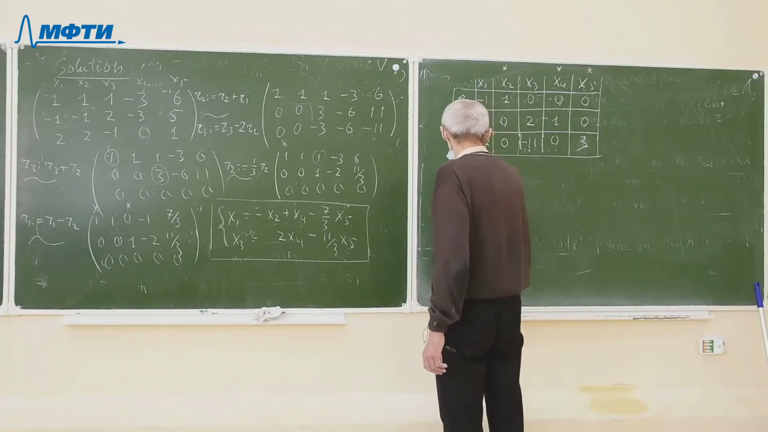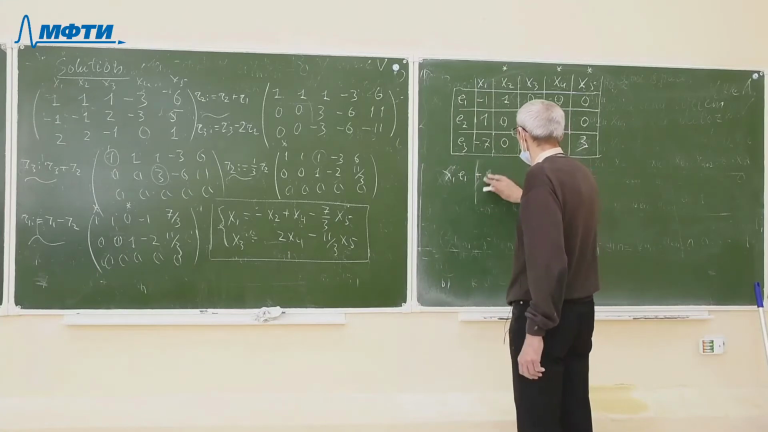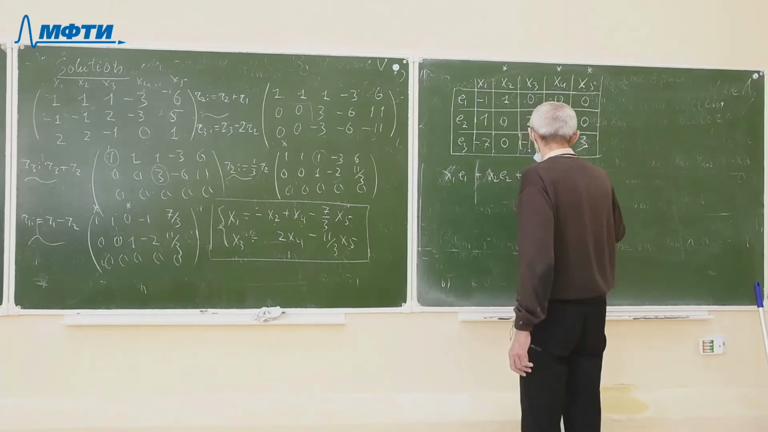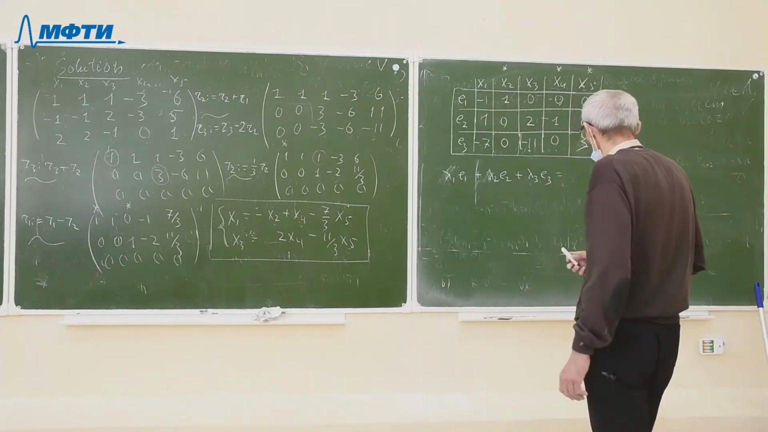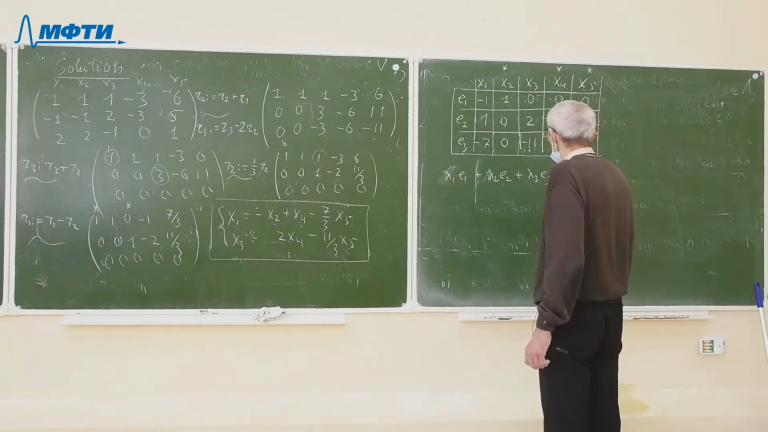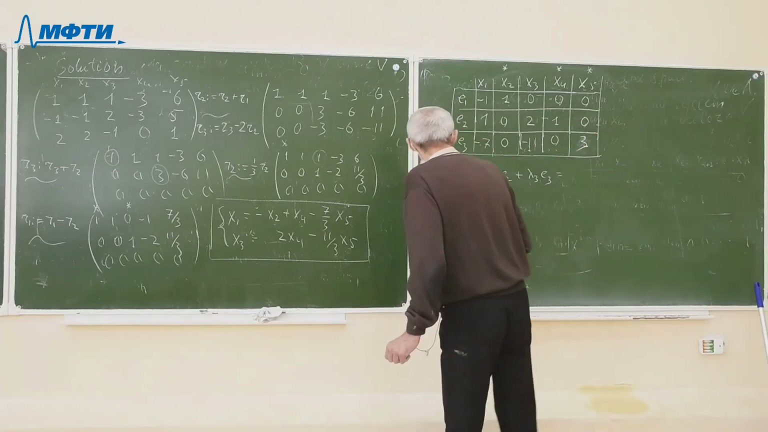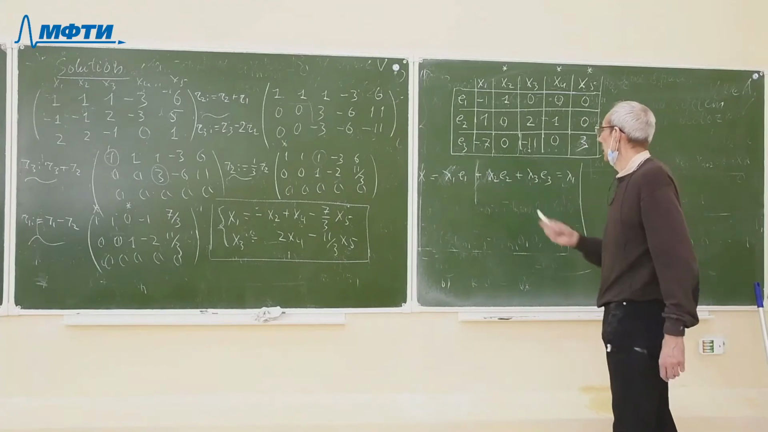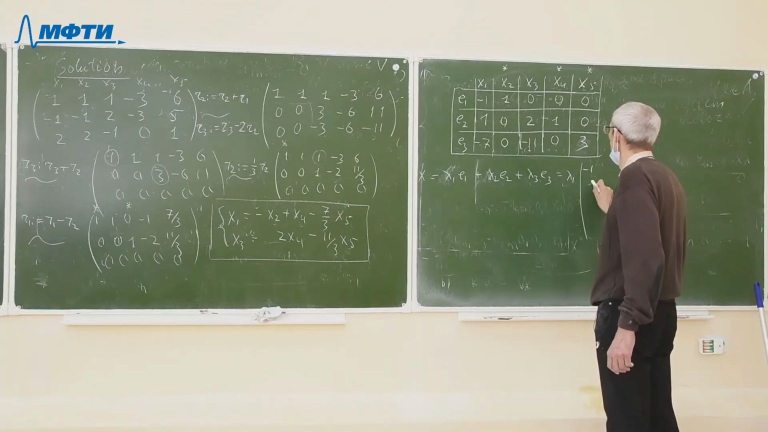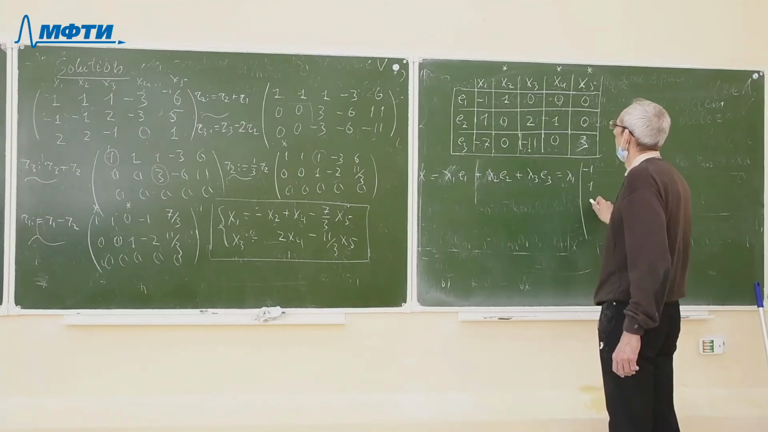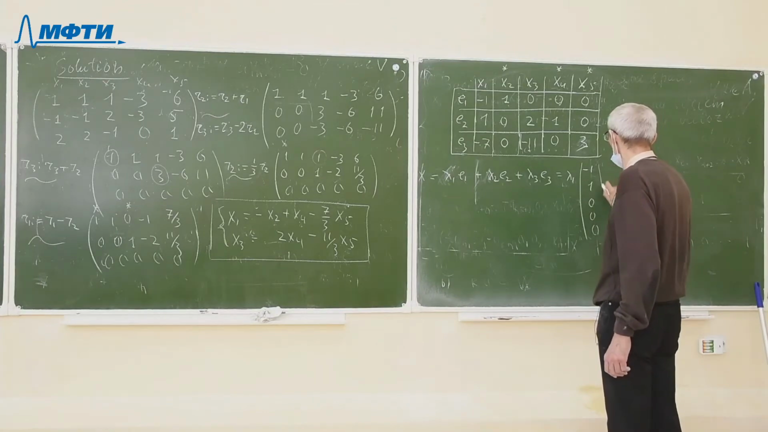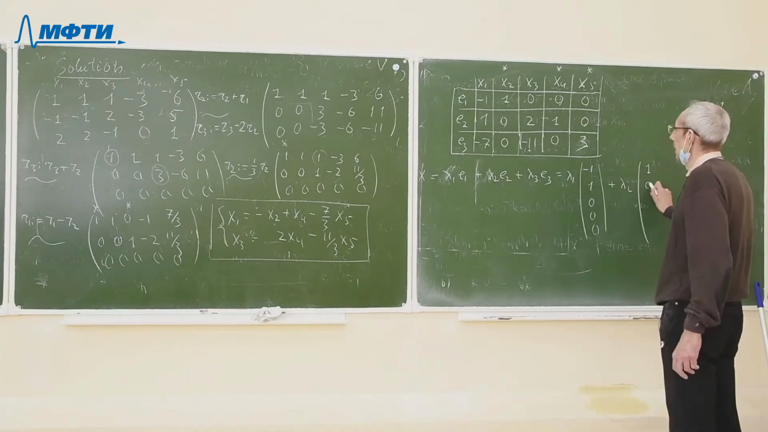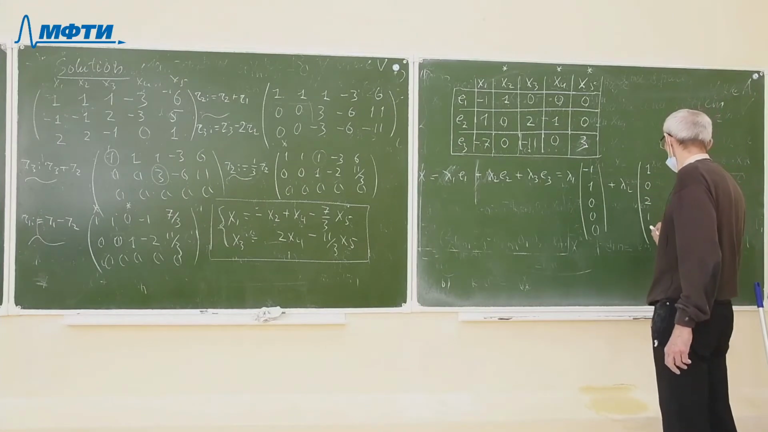Let's consider the arbitrary linear combination lambda 1 E1, lambda 2 E2, lambda 3 E3, and I obtain this arbitrary solution X. It's easy to see that in this case E1 is equal to -1, 1, 0, 0, 0. Lambda 2 is equal to 1, 0, 2, 1, 0.